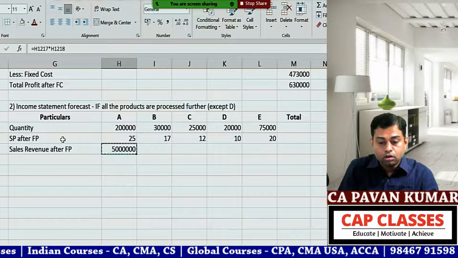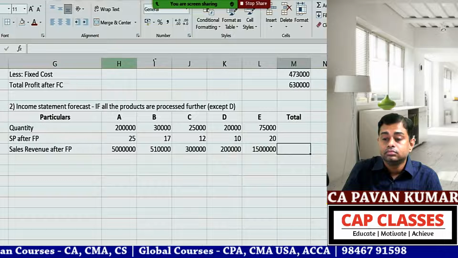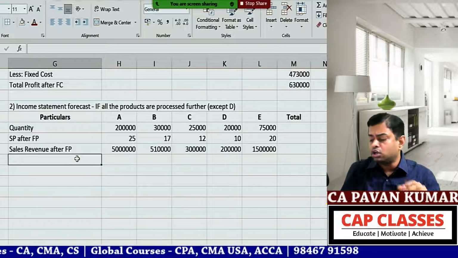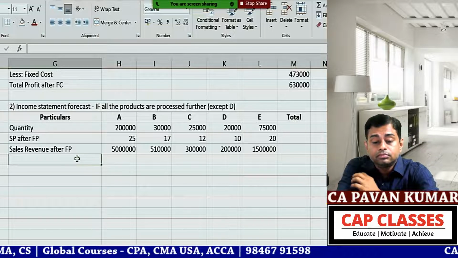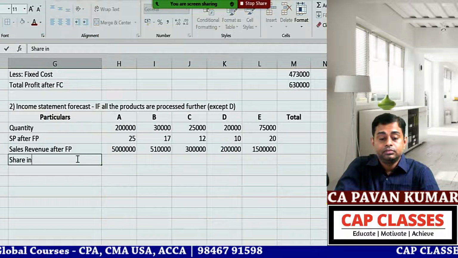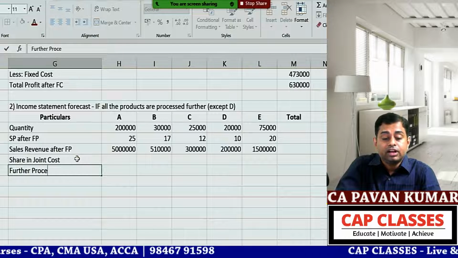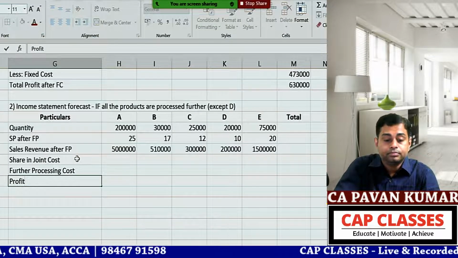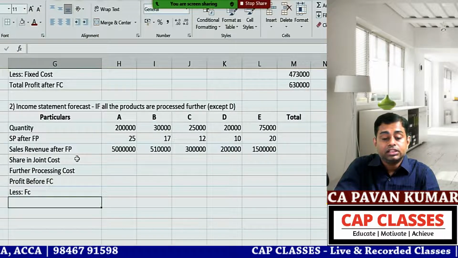Sales revenue, tell me, calculate fast. If you want, you can put the amount in the total column also, or the total column last will do. Don't worry about it. Share in joint cost. Further processing cost. Profit before fixed cost. Less fixed cost.